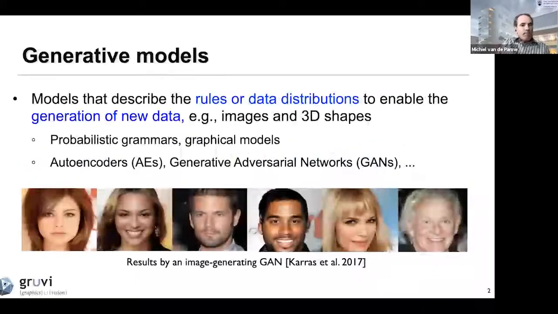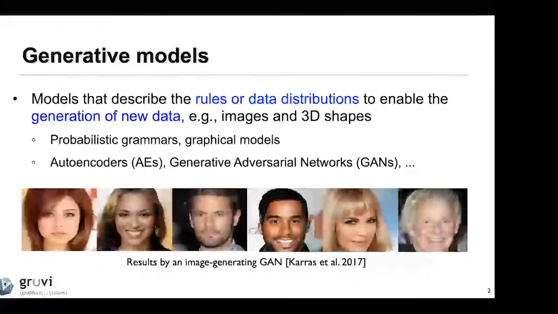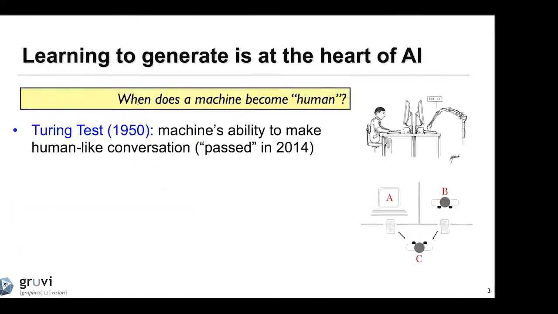Good. Yeah. So my talk is going to be about generative models. So these are models that describe some kind of rules or data distribution, so that you're able to generate new data. Maybe it's a new image or new 3D shapes. I guess everyone has their own favorite generative models. Some people like graphical models, and now with deep learning, autoencoders and GANs are both primary examples of generative models. So why should we care about generative models?